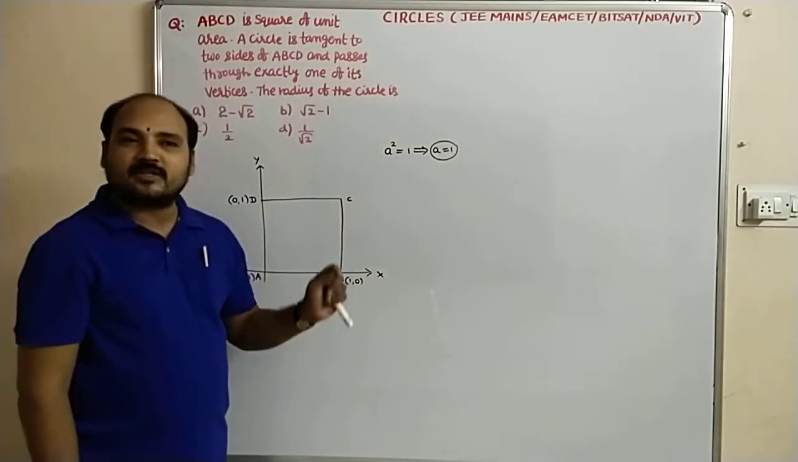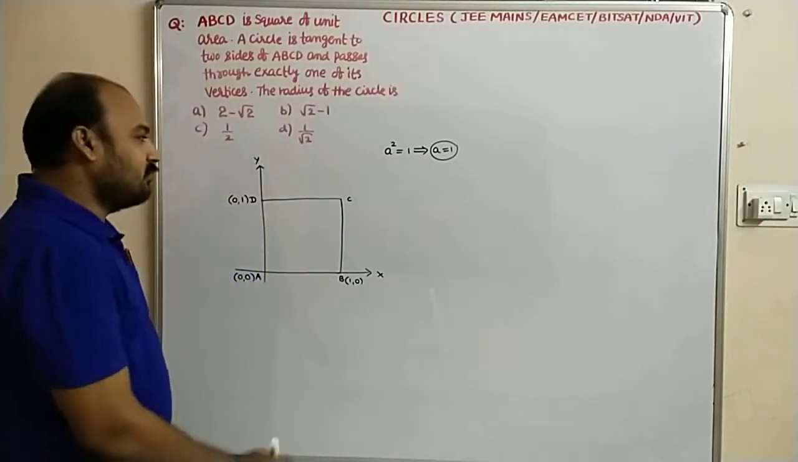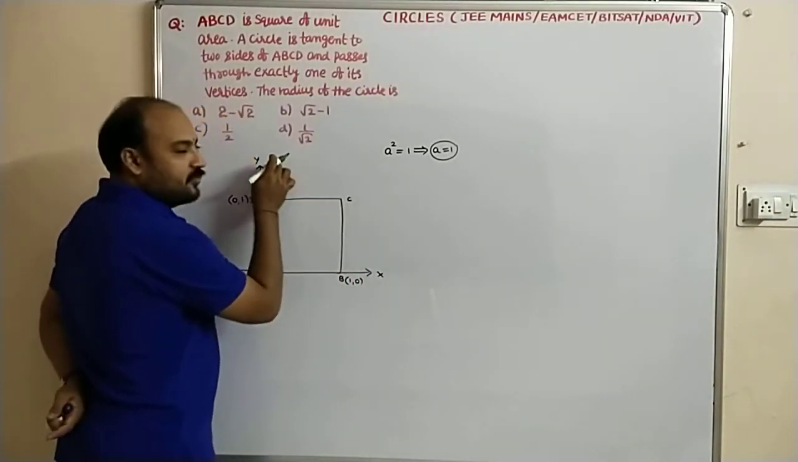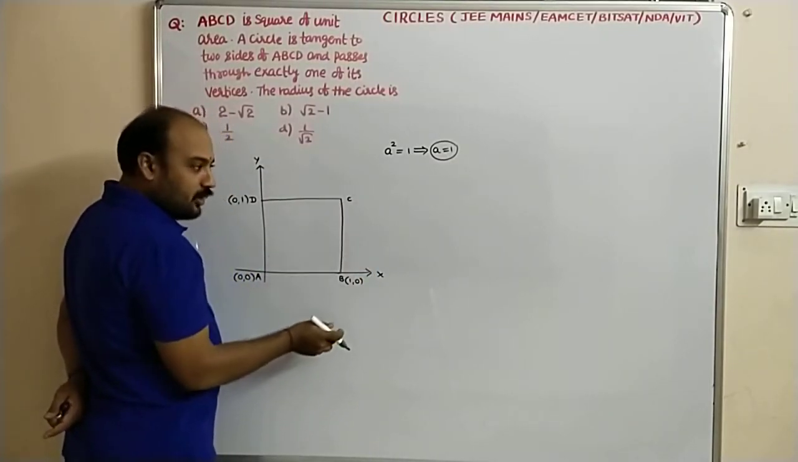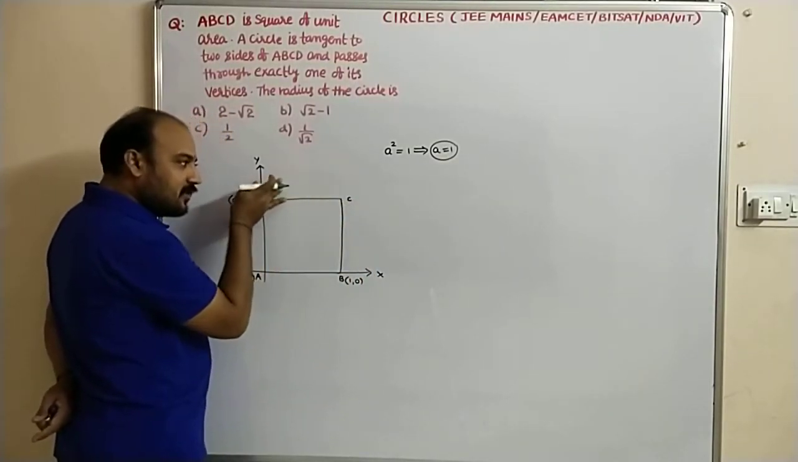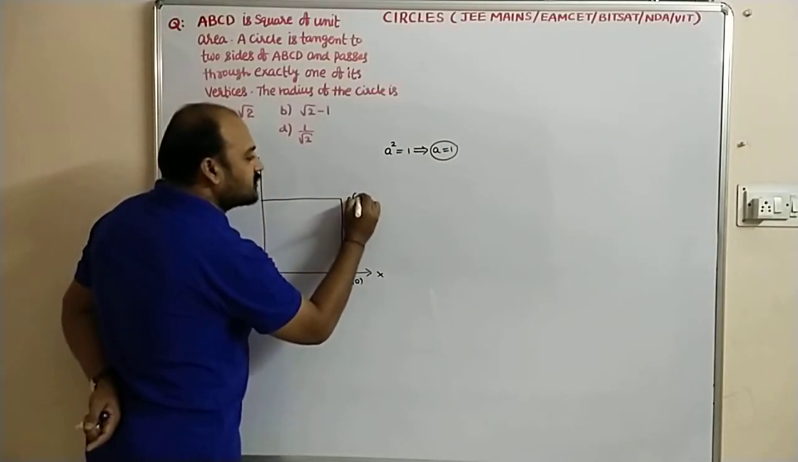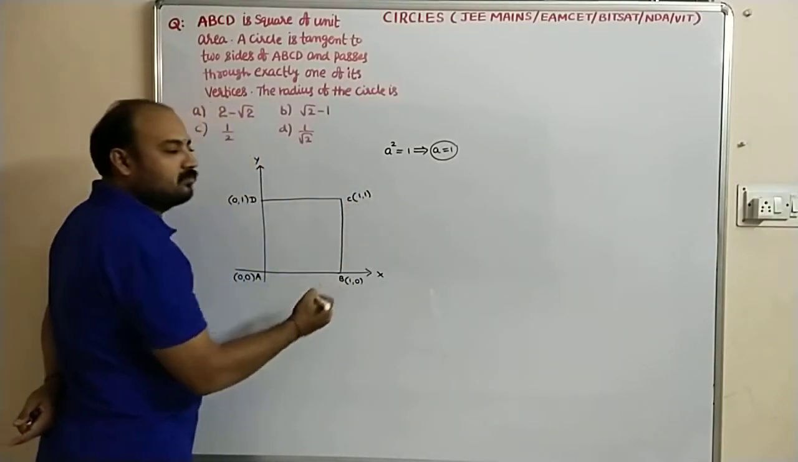What about the coordinates of C? 1, 1. Why? Because C is lying in the first quadrant and is at a distance of 1 unit from the x-axis as well as the y-axis. So the coordinates of C will become 1, 1.